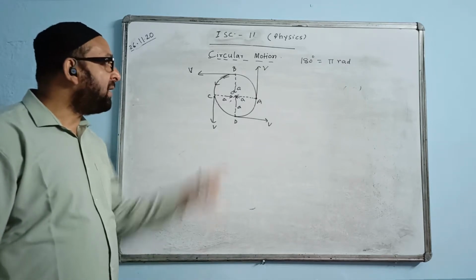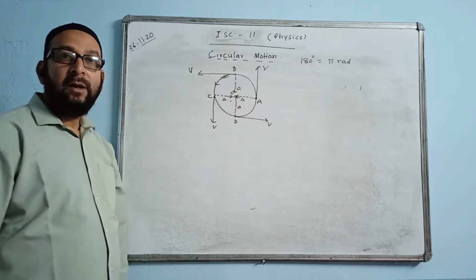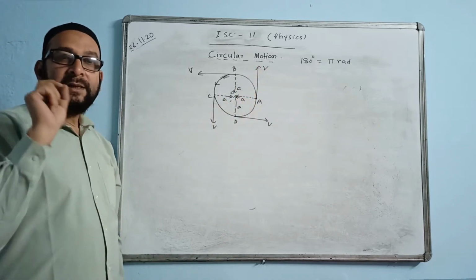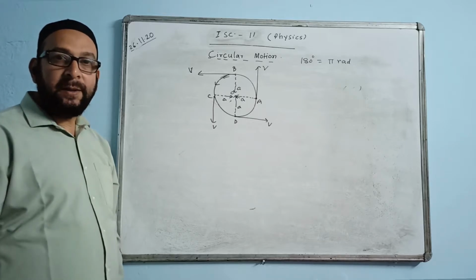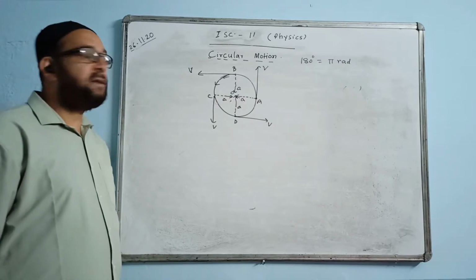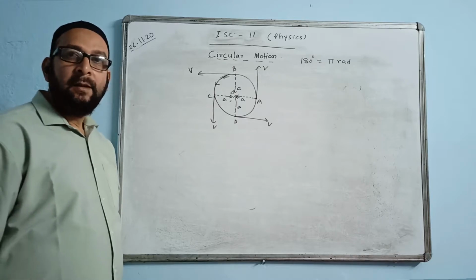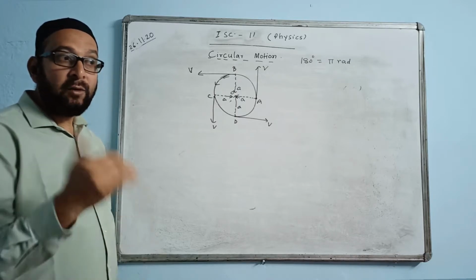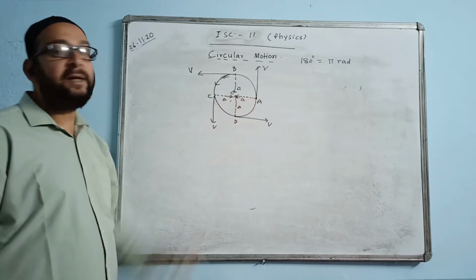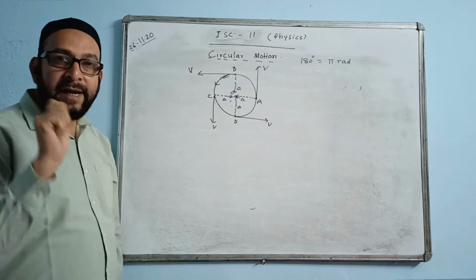Such an acceleration in a circular motion, which acts always towards the center of the circle, or always perpendicular to the velocity, is called centripetal acceleration. Centripetal means towards the center. Why centripetal? Because it is acting always towards the center. The direction of acceleration is along the radius, so we also call it radial acceleration. The body always has a radial acceleration.